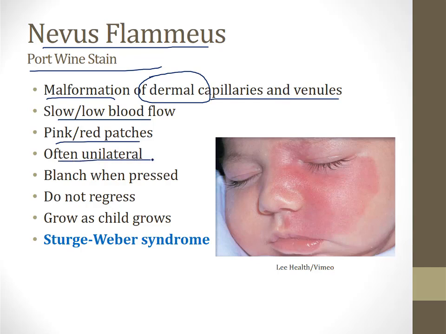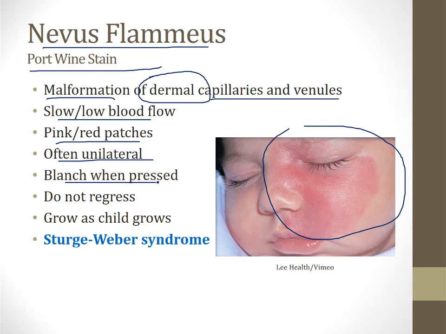It's often unilateral, and it's classically on the face, just like shown in this baby here. This is the classic example of a port wine stain on the face. It's a unilateral pink-red patch on one side of the face. It will blanch when pressed, and that's because it's caused by blood flow. So when you press your finger on the skin, you cut off the blood flow and the lesion blanches, which means it turns white.